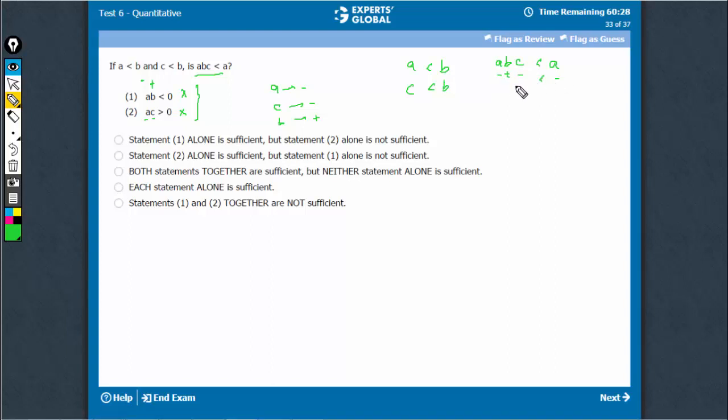Negative into negative would be always positive. Positive into negative is always negative. So the answer is no. Therefore, on combining, we get no as an answer, and no is also an answer. Therefore, combining works. The answer is option C.